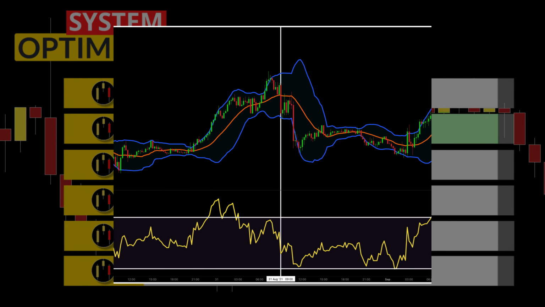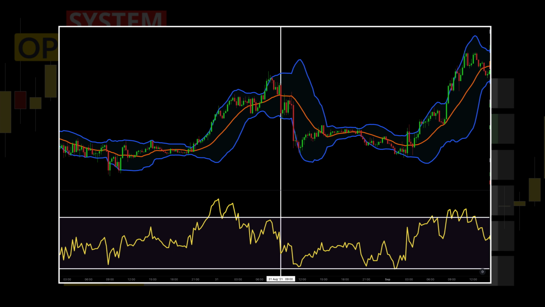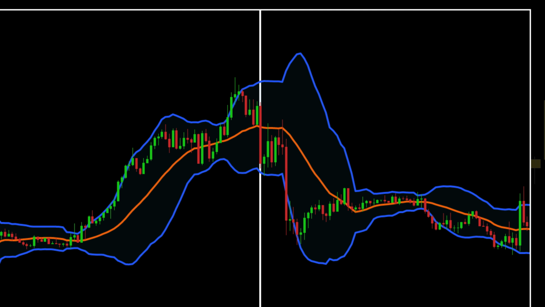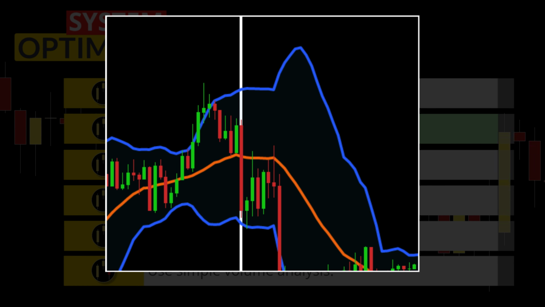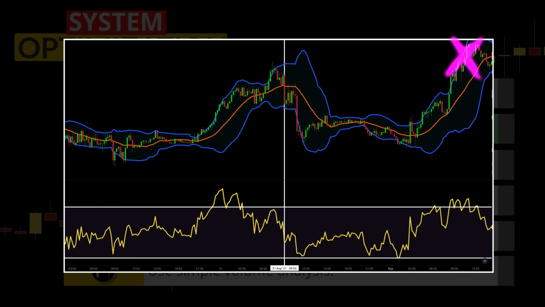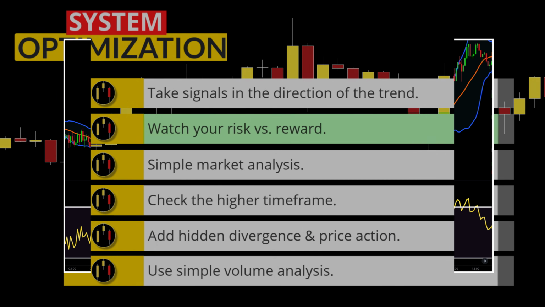Second, when the top and bottom Bollinger Bands are very wide, it is an indication of high volatility, which is generally good for scalping. But the problem is your stop loss in this system is too far away from the target. Try to avoid signals that produce an unreasonable risk versus reward.